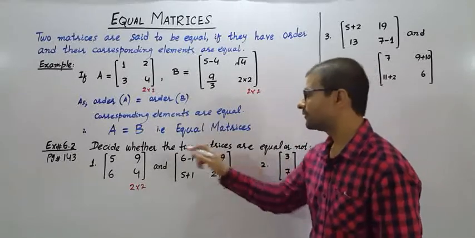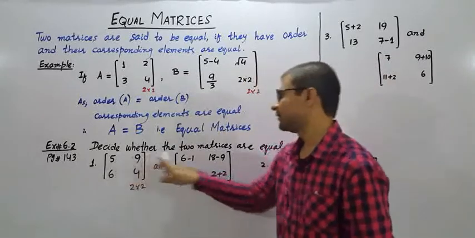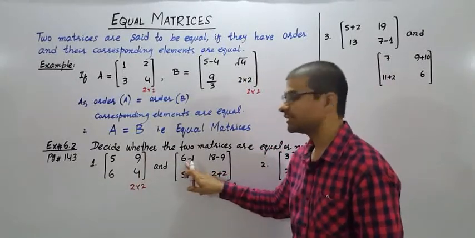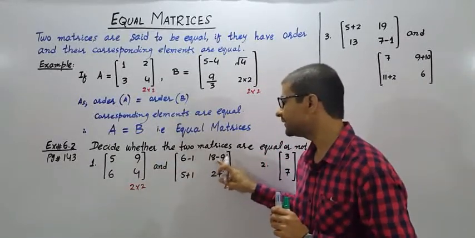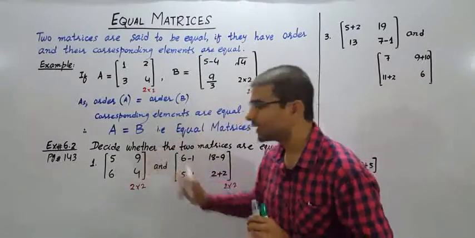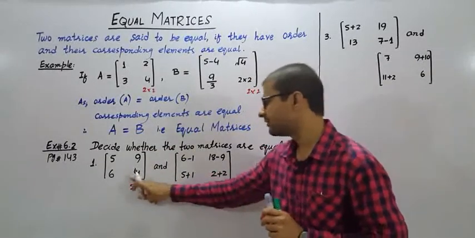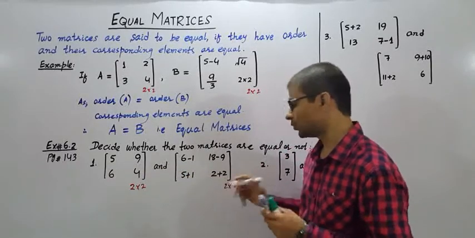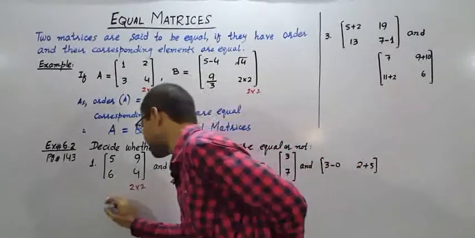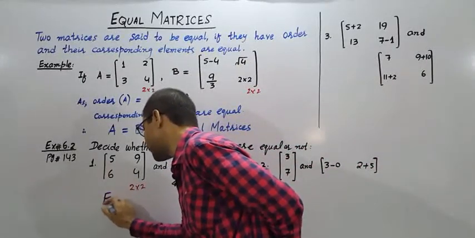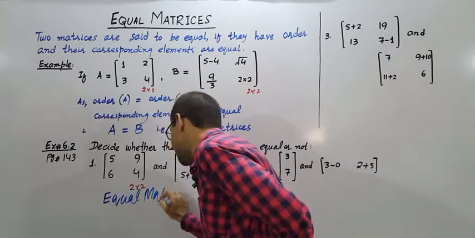Now observe their corresponding elements. Are they equal or not? 5 is equal to 6 minus 1. Yes, 5 equals 5. 9 is equal to 18 minus 9; 18 minus 9 is 9, so 9 equals 9. 6 is equal to 5 plus 1. Yes, 6 equals 6. 4 is equal to 2 plus 2, 4. Yes, they are equal matrices. So in question 1, both the matrices are equal.